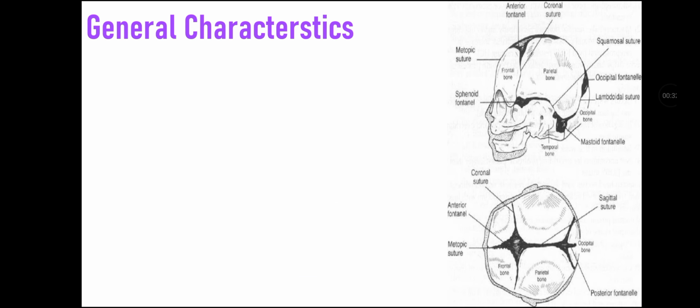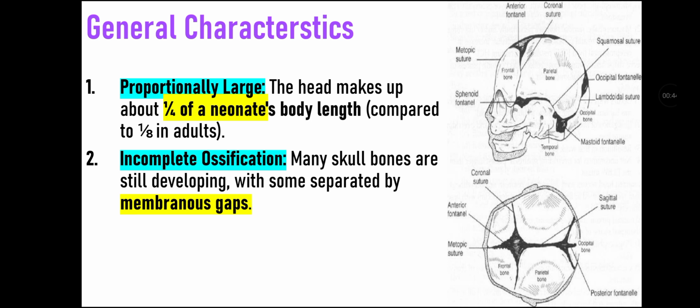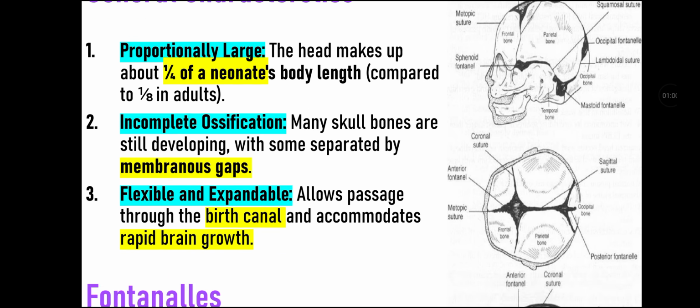We will talk about general characteristics. It is proportionally large, that means the head makes up about one fourth of the neonate's body length, compared to the adult, that is one eighth of the body length. Second is incomplete ossification. Many skull bones are still developing, with some separated by membranous gaps that are called fontanelles. Next is flexible and expandable bones. As they allow passage through the birth canal and accommodate rapid brain growth, they are flexible and expandable.